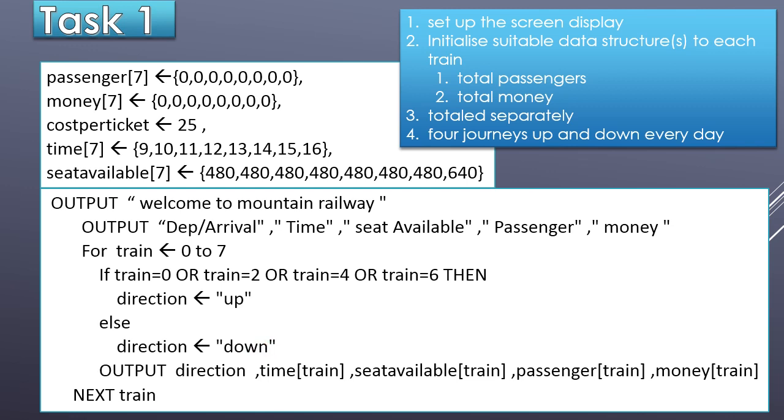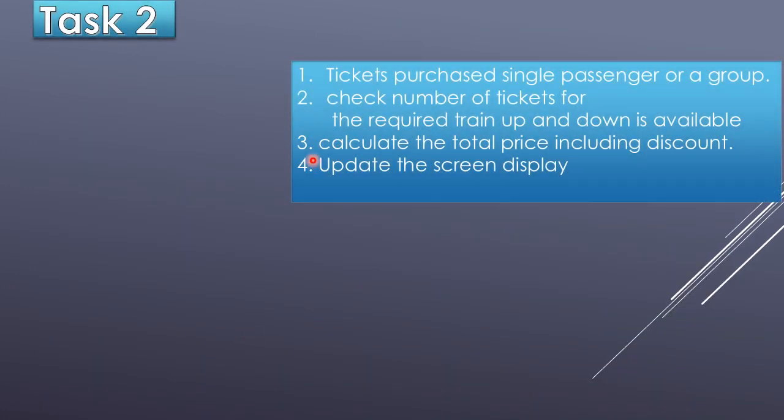Then we can do task 2. In task 2 it says that tickets can be purchased for a single passenger or a group. When making a purchase, check that the number of tickets for the required train journey up and down the mountain is available. Then if the tickets are available, calculate the total price including any group discount, and update the screen display and the data for the totals.